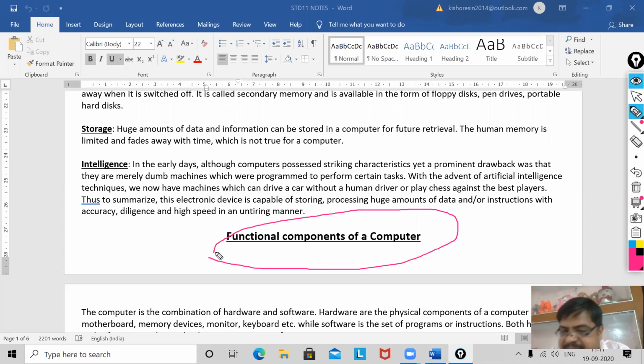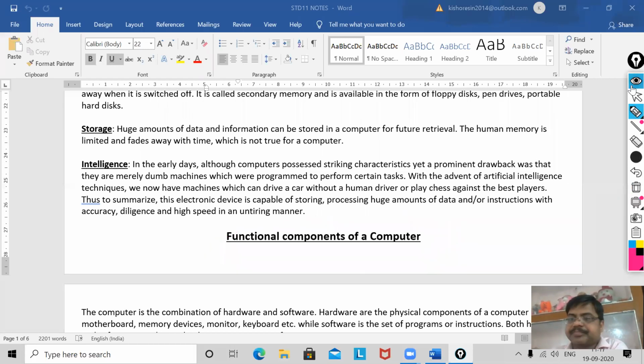Now the next part, that is functional components of a computer. In this I will be discussing the motherboard, memory devices, monitor, keyboard, etc. So one by one I am going to discuss.